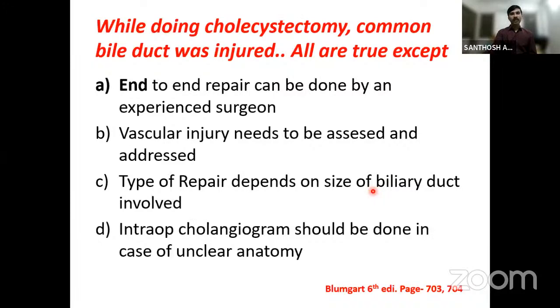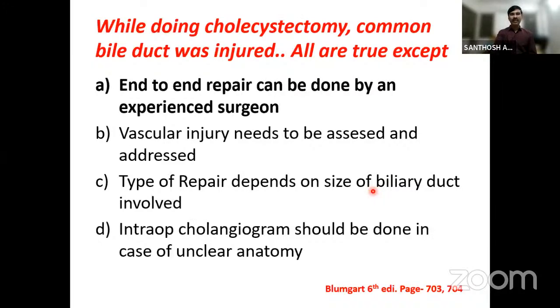So nearly all options were nearly correct, but this was a fairly wrong option. So we will see the other options. Vascular injury needs to be assessed and addressed. Yes, definitely. Type of repair depends upon the size of the biliary duct involved. If it is very small, then it is better to do a hepaticojejunostomy. If it is big, then we can try a primary repair.